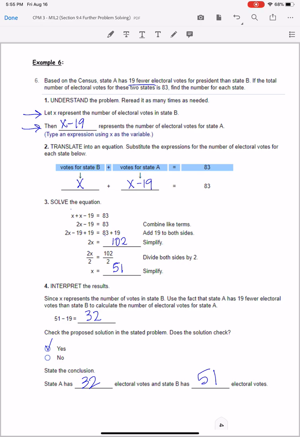All right, that is it for lesson 2 out of module 1.